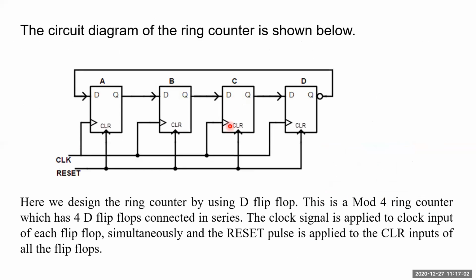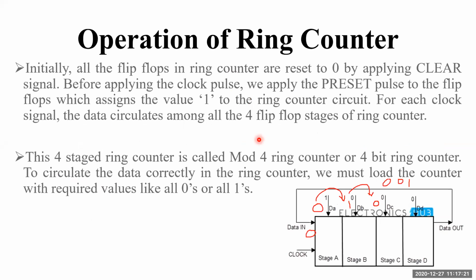See now, the clear inputs are connected to the reset. So whenever the clear equals 1, meaning the reset becomes 1, whenever you apply a high pulse over here, all the clears are going to become 1. Then only the clocking network, this particular counter, will start, or else it will not start.